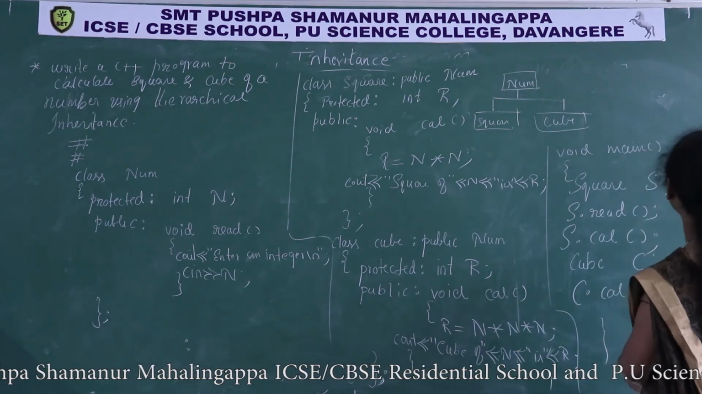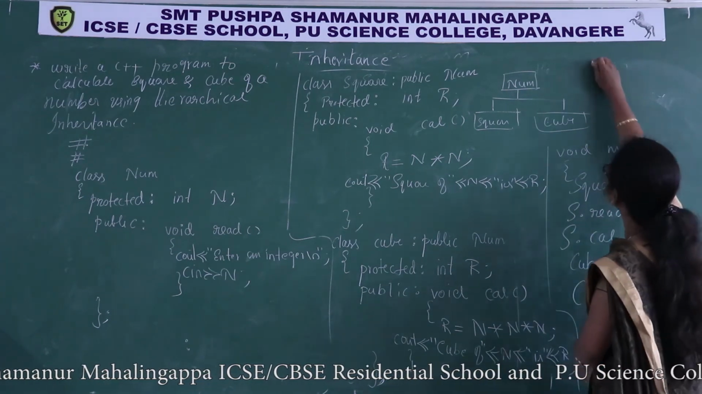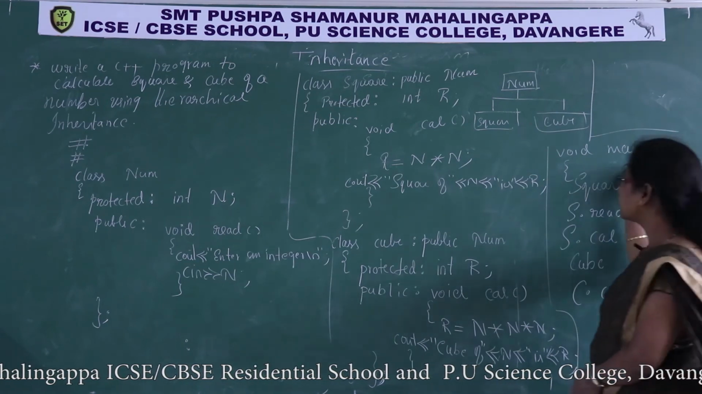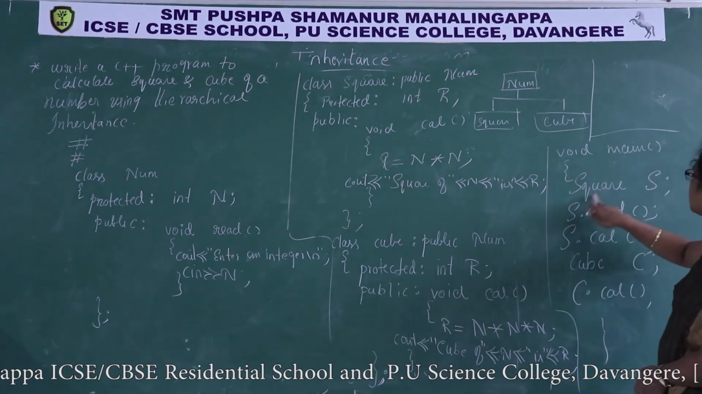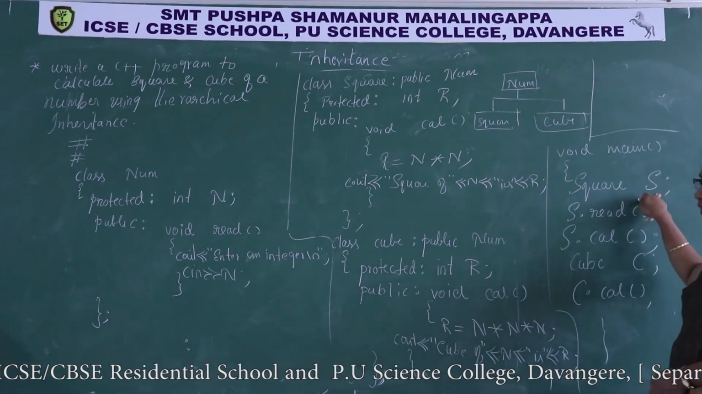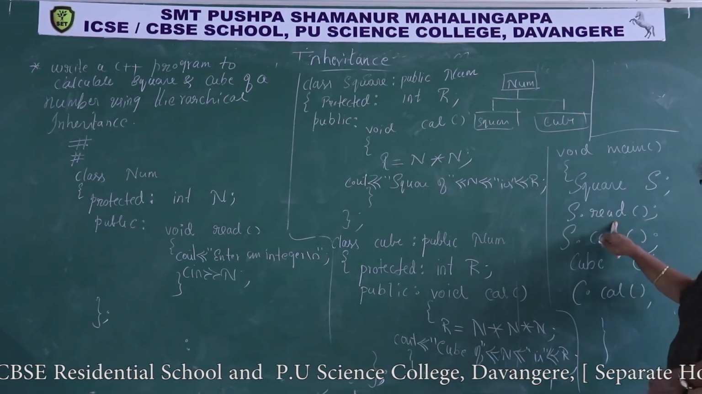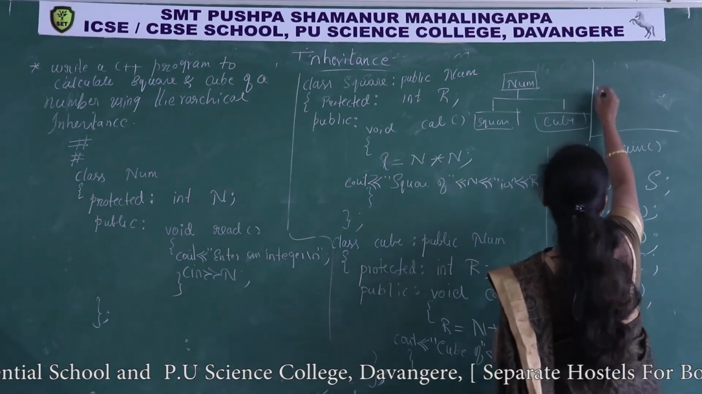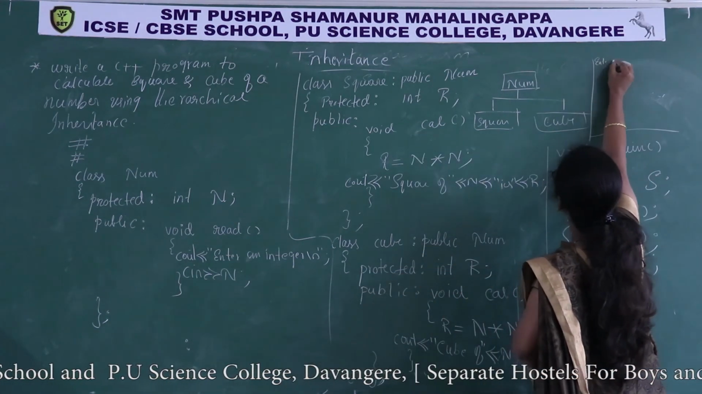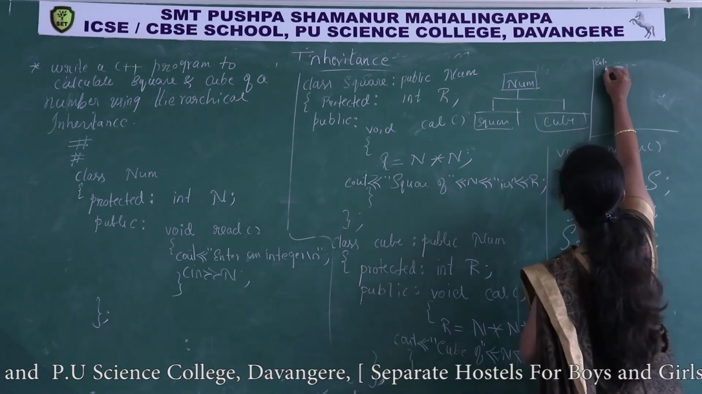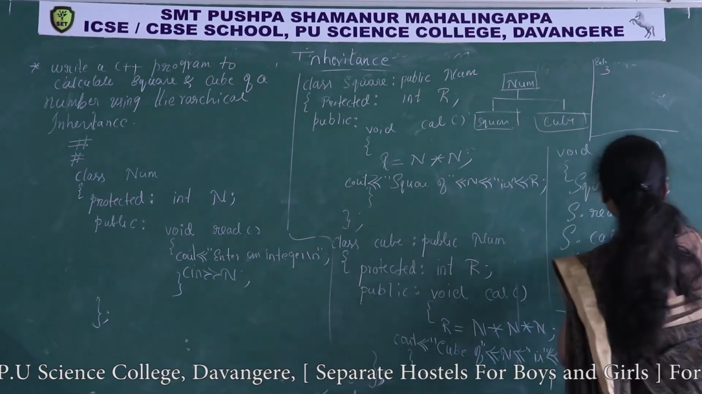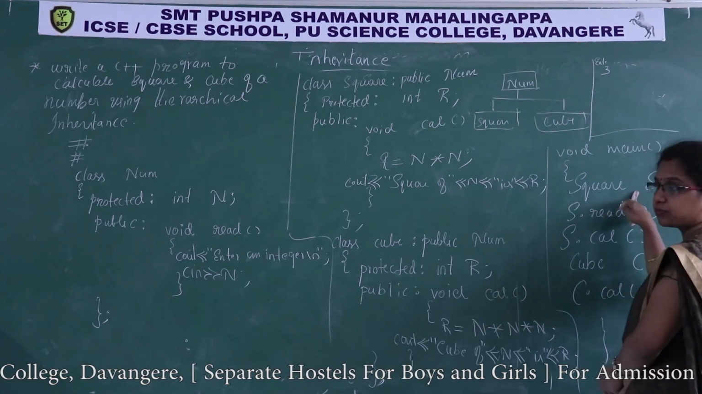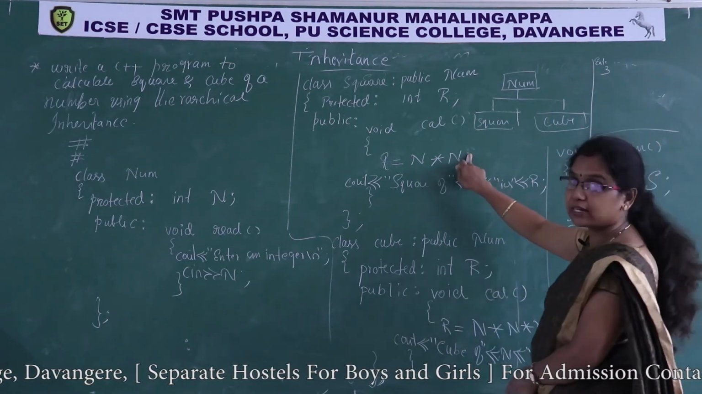Let us see the output here so that you can understand. This is the output screen. Always execution starts from the main function. Square s, the object is created, s dot read. Which function will execute? Read function. What is there? Enter an integer. So enter an integer. I'll give 3. After that, s dot cal. Which object? Class square object. S dot cal, this function will execute.